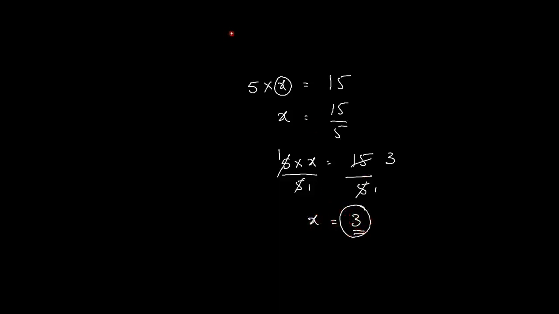Okay, 5 into 3 is equal to 15. So by multiplying which number by 5 you will get 15? By multiplying 3 by 5, you will get 15. Like this, you have to use the same concept while finding this problem also.